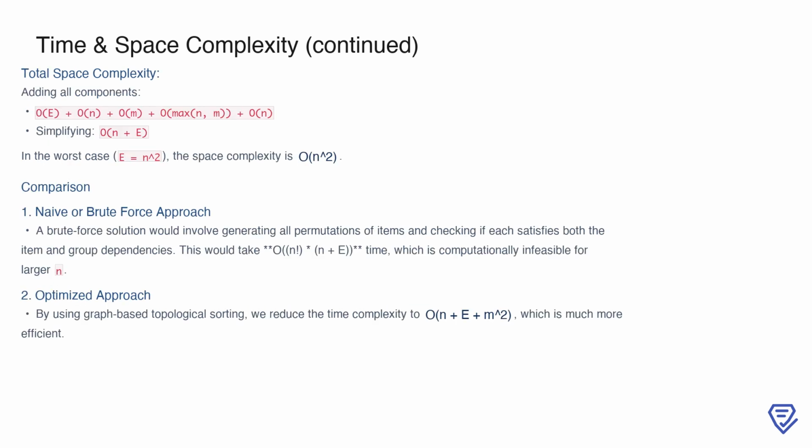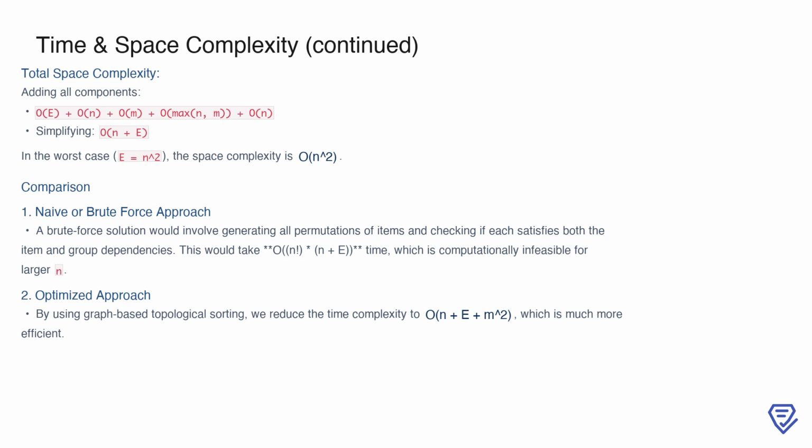When we sum up all the components, the total space complexity becomes E plus n plus m plus max of n and m plus n. Simplifying this expression gives us n plus E. In the worst case, where the total dependencies E reach n², the space complexity becomes n squared.